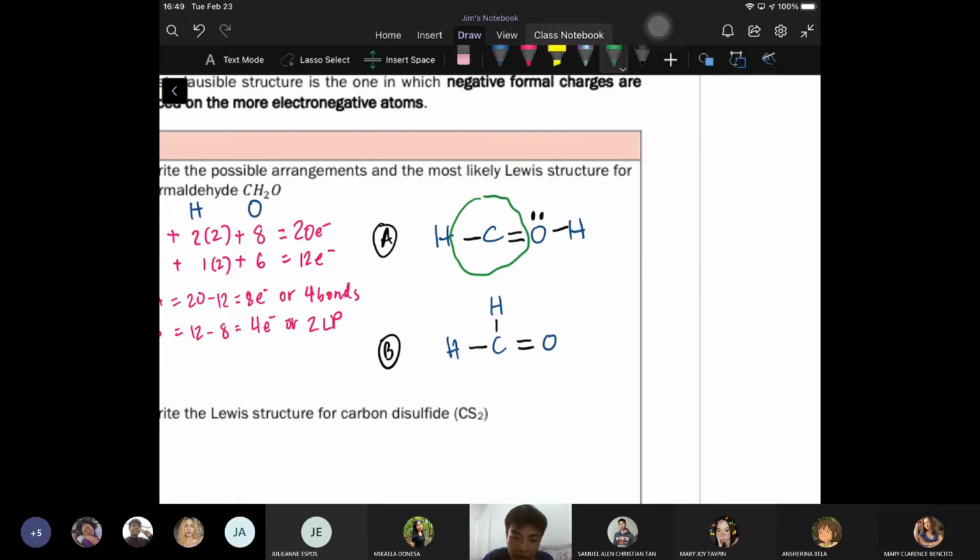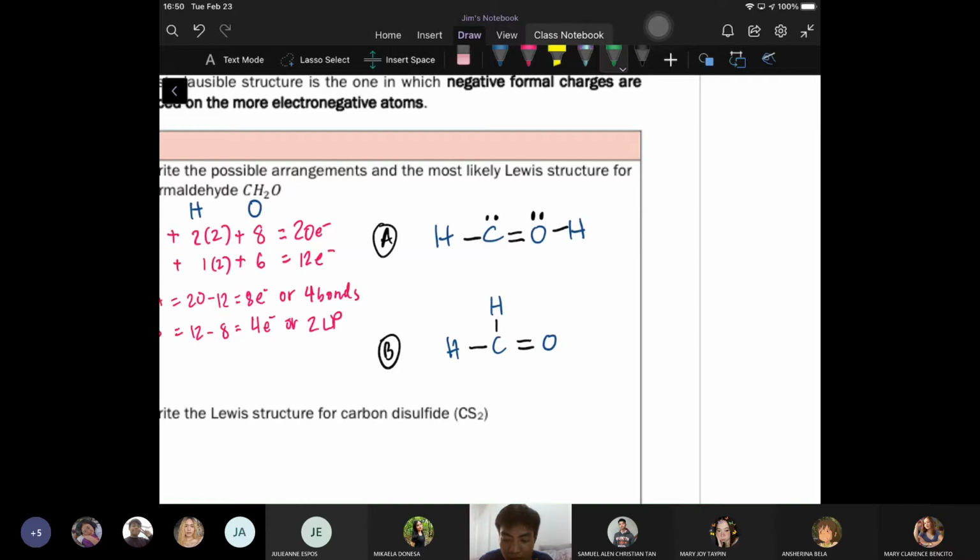So carbon, it doesn't follow the octet rule. So we have to add lone pairs din kay carbon para maging octet siya. Okay? So yan, nagamit na natin yung 4 bonds, 1, 2, 3, 4, and yung dalawang lone pairs, 1, 2. So this seems to be plausible. No? Mukhang okay naman tong structure na to. But we have a contender.